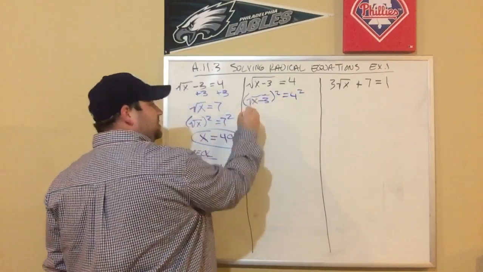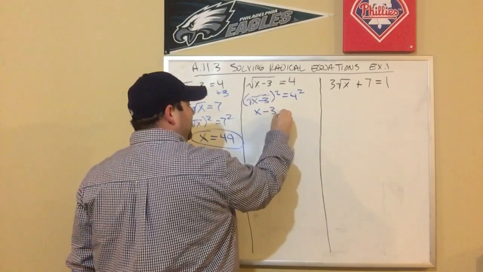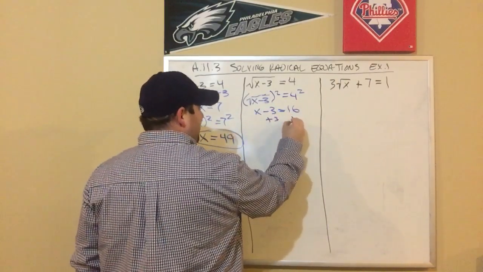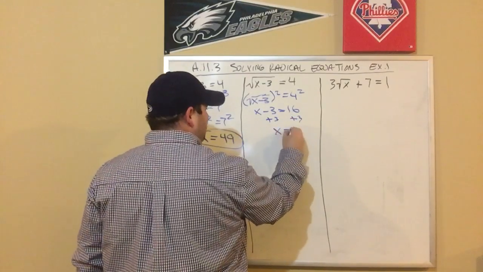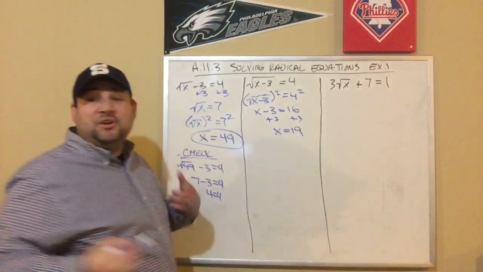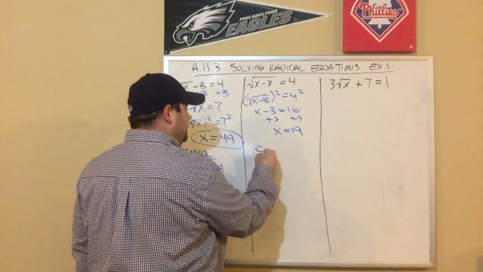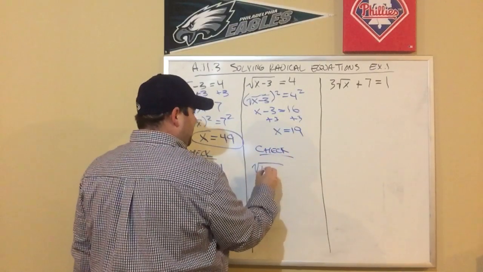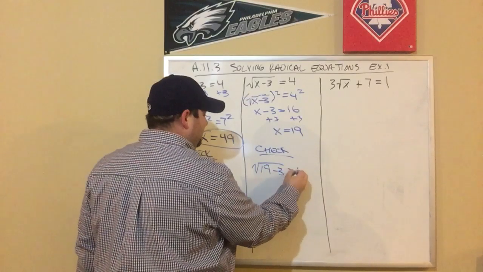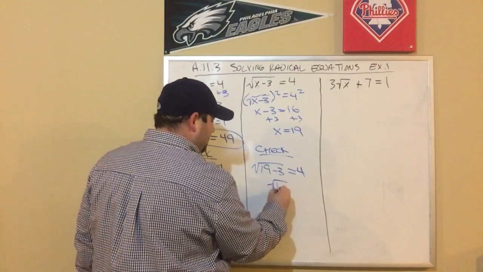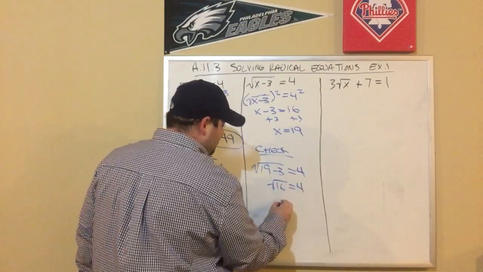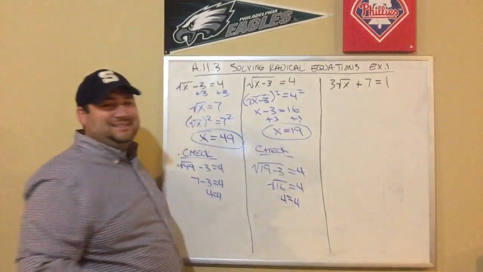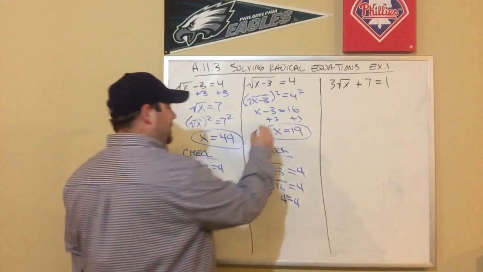So I square both sides. The square root and the square cancel out, so I get x minus 3. 4 squared is 16. So to solve just a one-step equation, add 3, and x equals 19. Again, I'm going to check my answer real quick. So the square root of 19 minus 3 equals 4. It'll be the square root of 16 equals 4. Square root of 16 is 4. So 4 equals 4, we're good. x equals 19 is an acceptable answer.